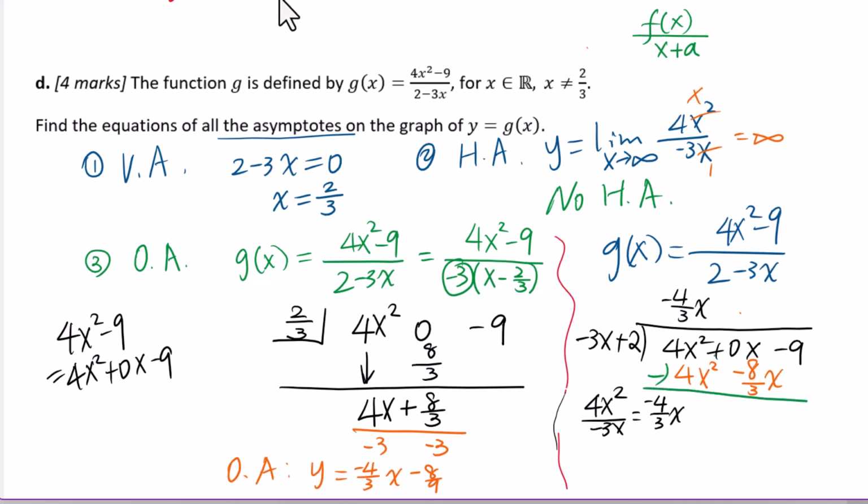Subtract. Change sign. Positive, negative, positive, 8 over 3x. This cancels. Minus 9. 8 over 3x divided by negative 3x, reduce, negative 8 over 9. So minus 8 over 9. It's done. We got the same oblique asymptote line: y equals negative 4 over 3x minus 8 over 9.